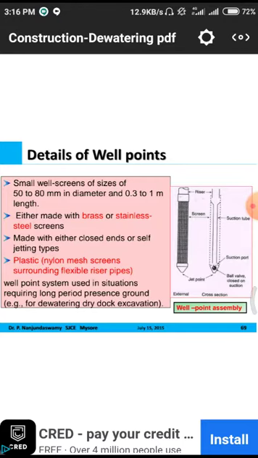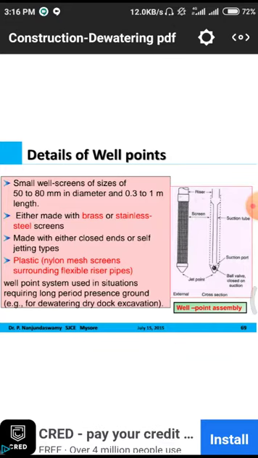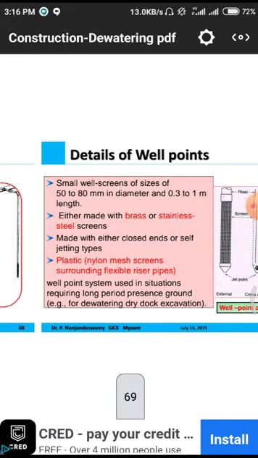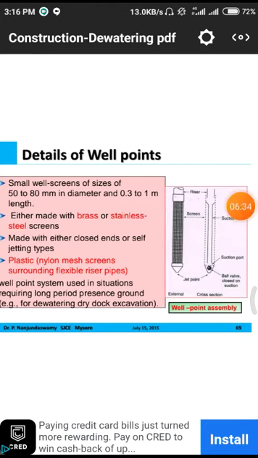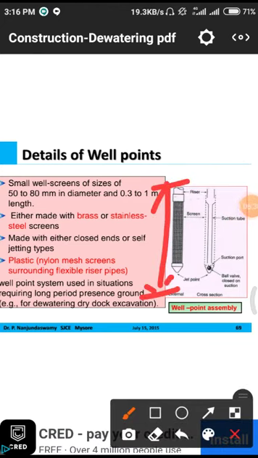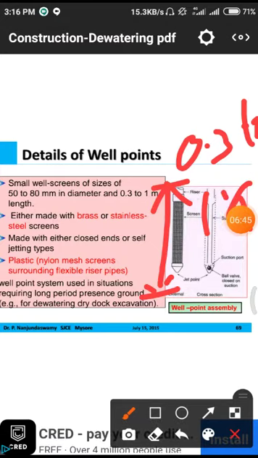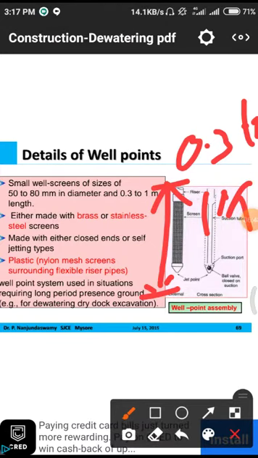And the details of a well point: a small well screen of size 50 to 80 millimeters diameter and 0.3 to 1 meter length. That means the total length of the particular pipe is 0.3 to 1 meter. Okay, this is the length of the pipe, and the thickness of the pipe is 50 to 80, that means simply 5 to 8 centimeters.